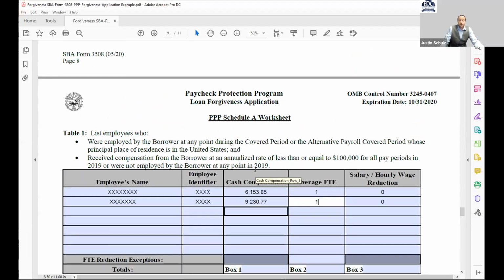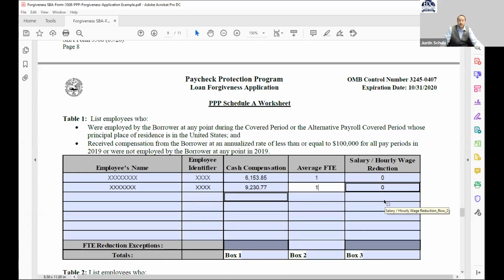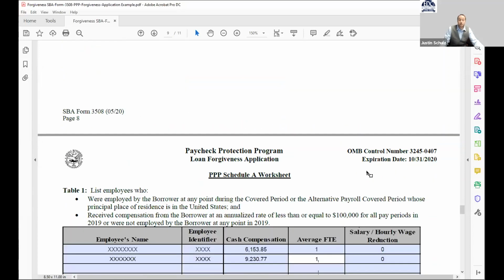You do have to do the salary and hourly wage reduction per employee. If you did not reduce anybody's by more than 25%, this calculation goes much faster. If you did reduce it by more than 25%, you're going to have to take some time and go through each one individually.